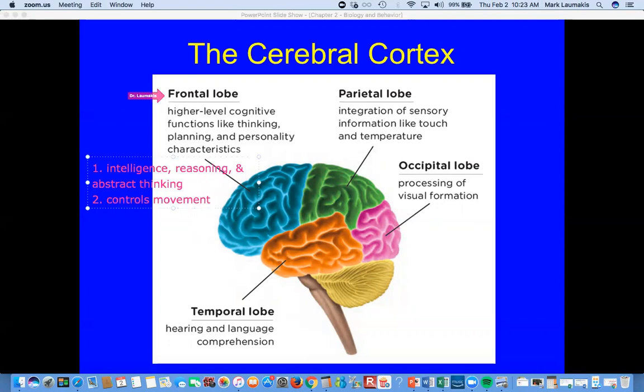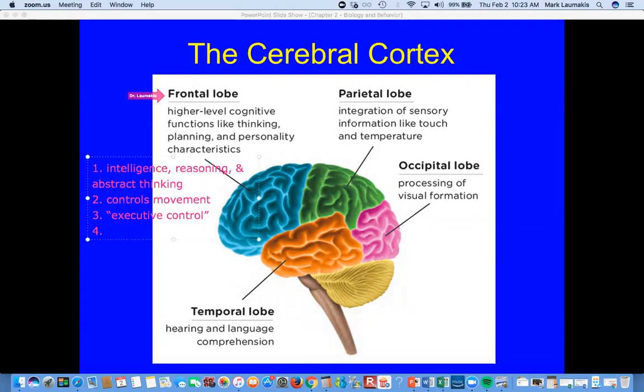Number 2, the frontal lobe helps to control movement. We're going to talk about the primary motor cortex, basically a strip along the back side of this frontal lobe that helps to control movement of your body. More on that in a minute. The frontal lobe also possesses what we refer to as executive control. This is what helps you plan out and then execute, hence the name, a series of steps to complete some task. I'll come back and say more about that.